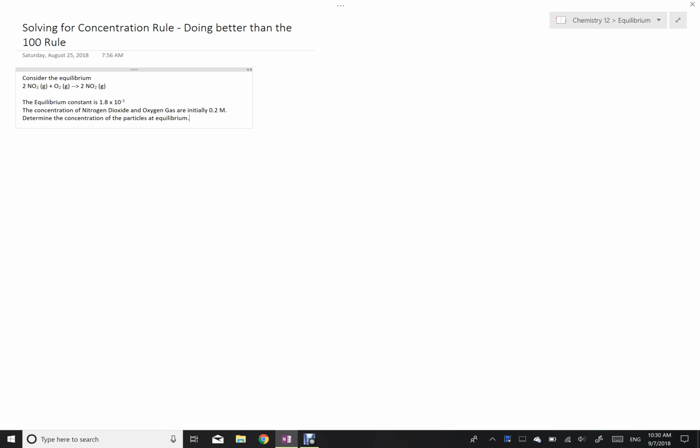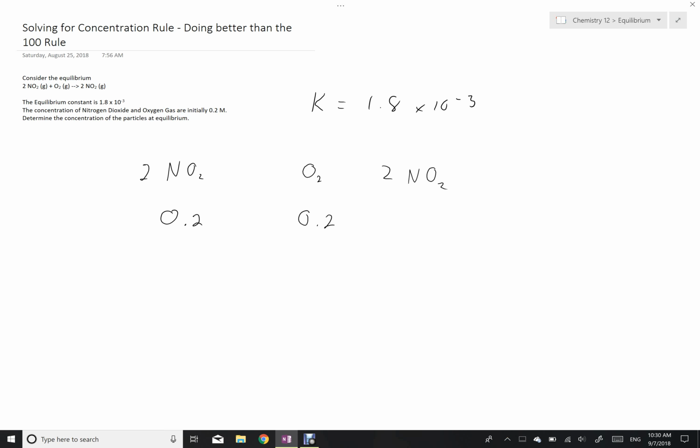So here's my equilibrium. I have nitrogen monoxide, it's a gas, there are two of them combining with oxygen to form nitrogen dioxide, two of them. And I'm giving myself an equilibrium constant here of 1.8 times 10 to the negative 3, and an initial concentration of 0.2 molar of each of my reactants, and none of my product. So that's my initial concentrations.